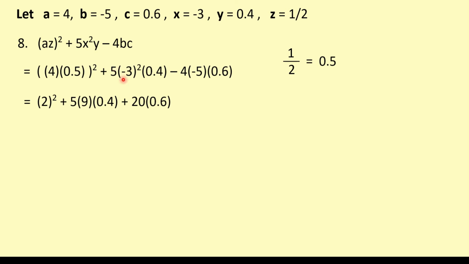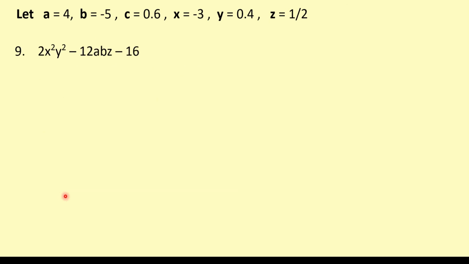Negative 3 squared is 9. 4 times negative 5 is positive 20. Then simplify ulit. 2 squared is 4. 5 times 9 is 45. 20 times 0.6 is 12. And 45 times 0.4 is 18. Then add lang natin ng tatlo. The answer is 34.